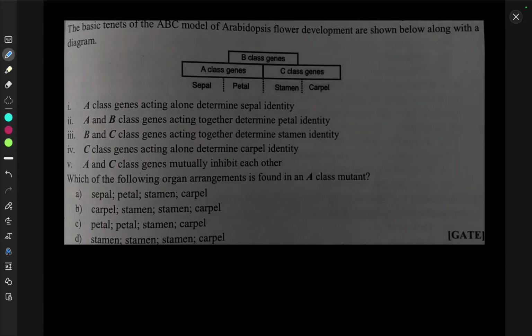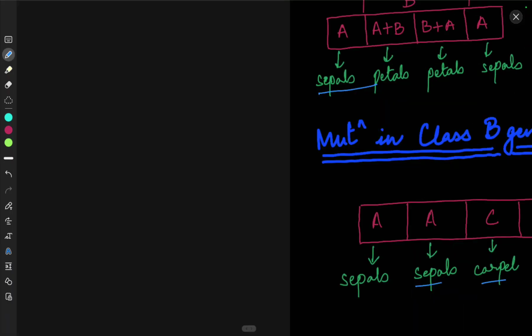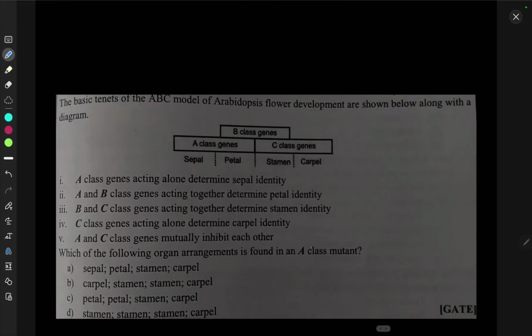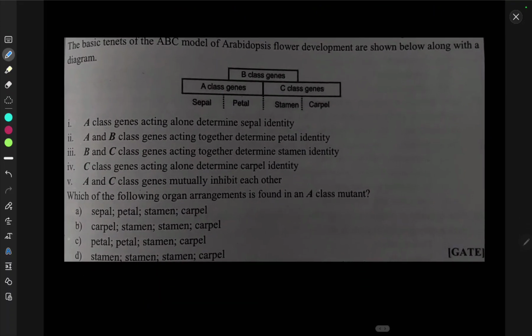Now we know when there is mutation in class A gene, its position is occupied by the class C gene. And we know that only carpel and stamen are formed in this case, and there is no formation of petals and sepals. Therefore, option B will be correct, which says that only carpel and stamen will be formed.